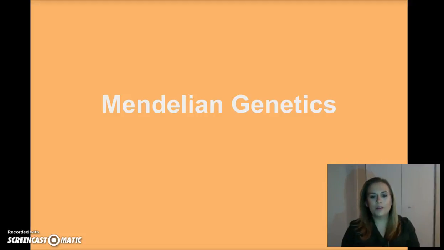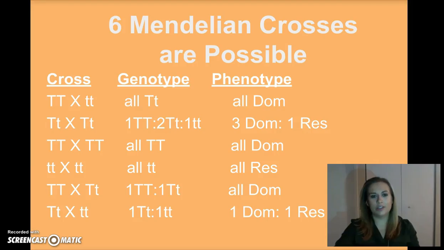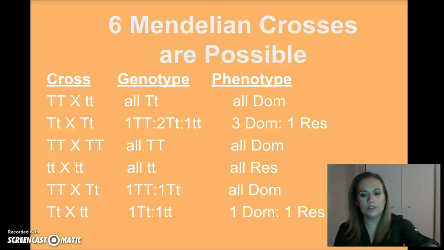Hey everybody, we are going to continue on with Mendelian genetics. And these are the 6 Mendelian crosses that are possible. And so these are going to be really important to know, especially moving forward with what we're going to talk about today.